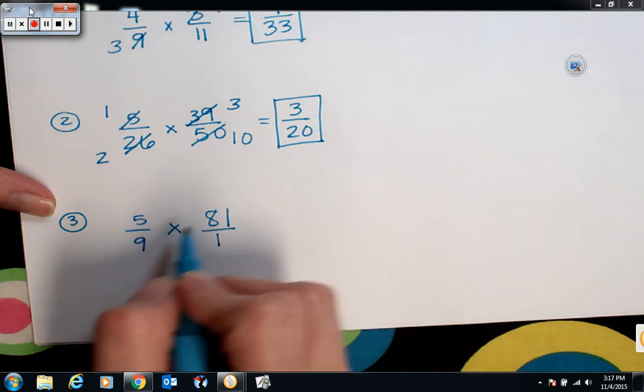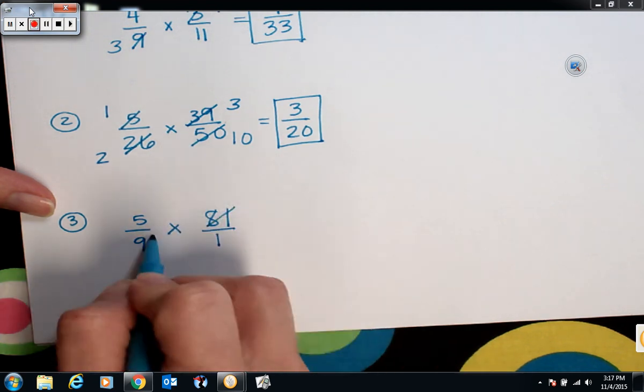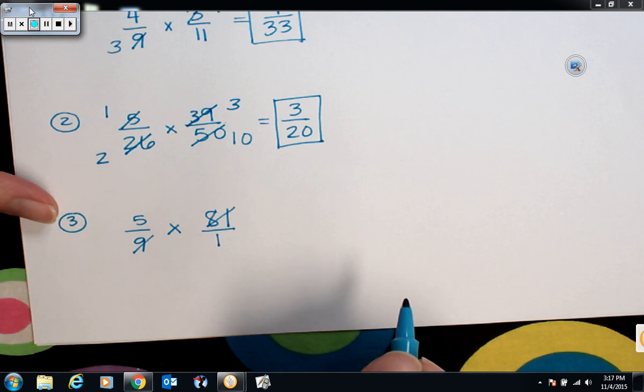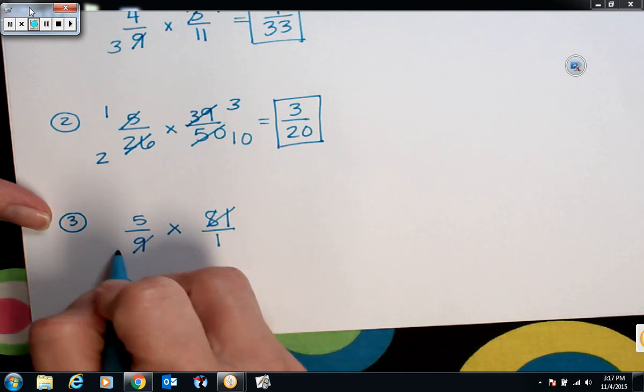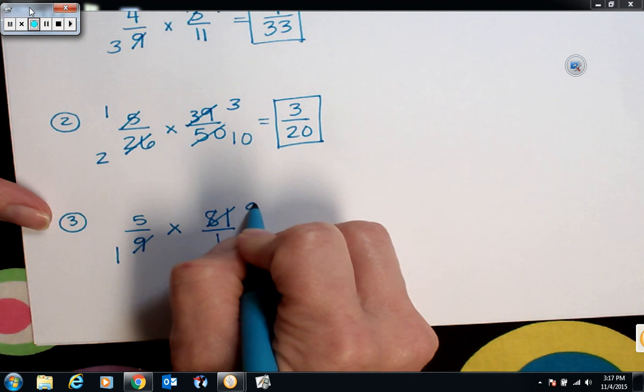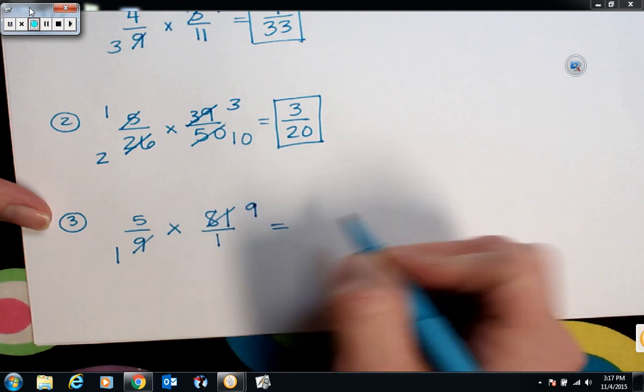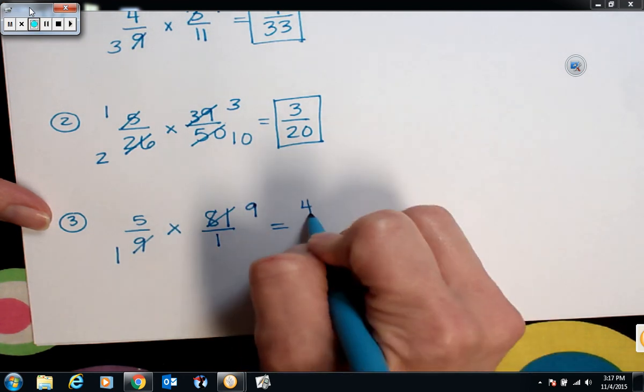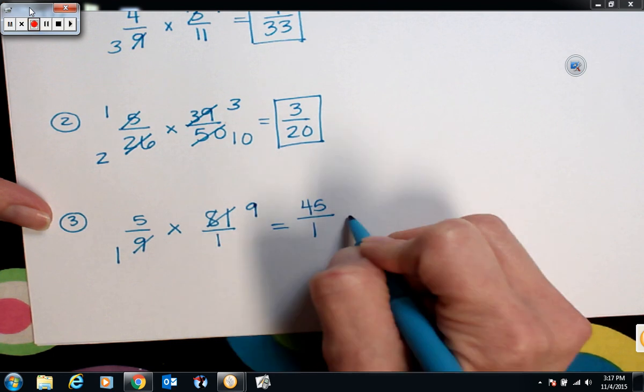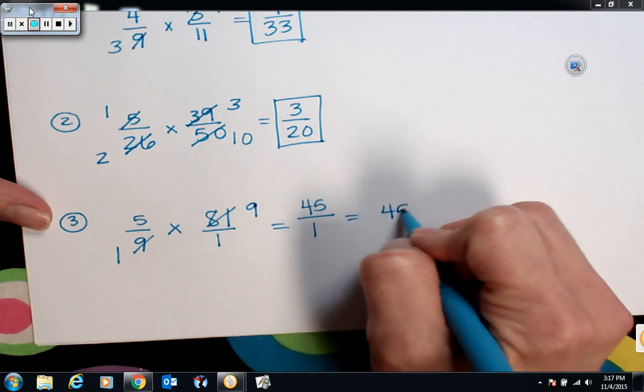So I'm going to look along the diagonals. 81 and 9 share a common factor. The greatest common factor is 9. So 9 divided by 9 is 1, and 81 divided by 9 is 9. Then multiply straight across. 5 times 9 is 45, and 1 times 1 is 1, and that is 45.